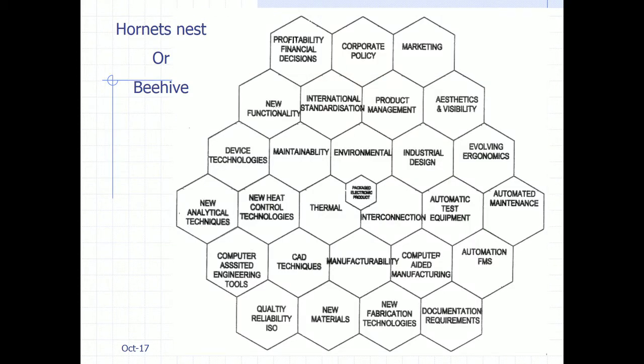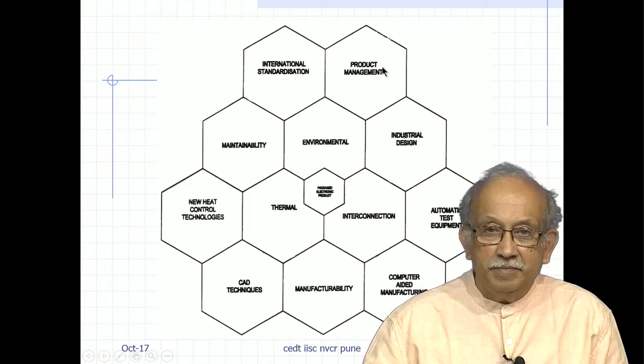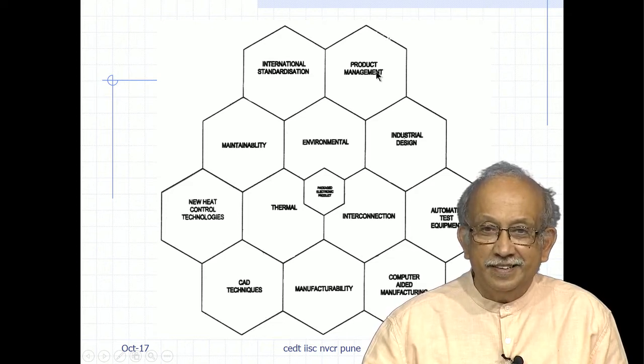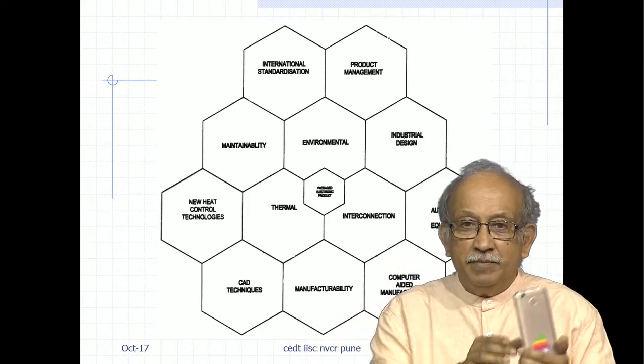Same thing happens with electronic product design. We have so many of these things, and the core of it is probably the small bit of actual product. Going a little closer, we will notice that something equally important is all this stuff: standards and product management, meaning how do you introduce the product. People are not ready to buy your most advanced product as you like.